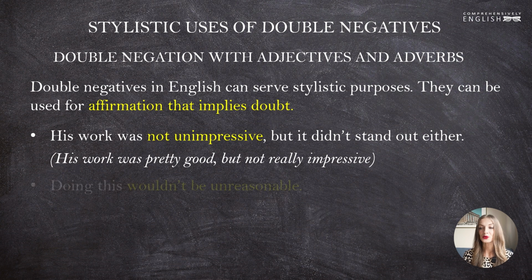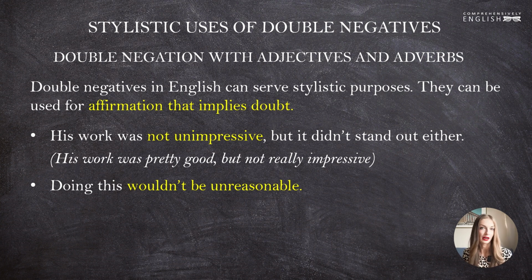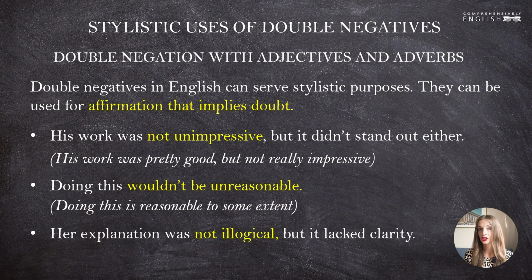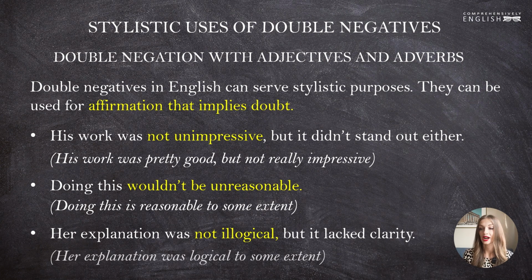Another example, doing this wouldn't be unreasonable. For instance, we want to insist on something, but we don't want to be very pressing. And to soften our sentence, we use wouldn't together with an adjective with a negative prefix. Doing this wouldn't be unreasonable means doing this is reasonable to some extent. And her explanation was not illogical, but it lacked clarity. What we mean is her explanation was logical to some extent. I hope you understood how it works.